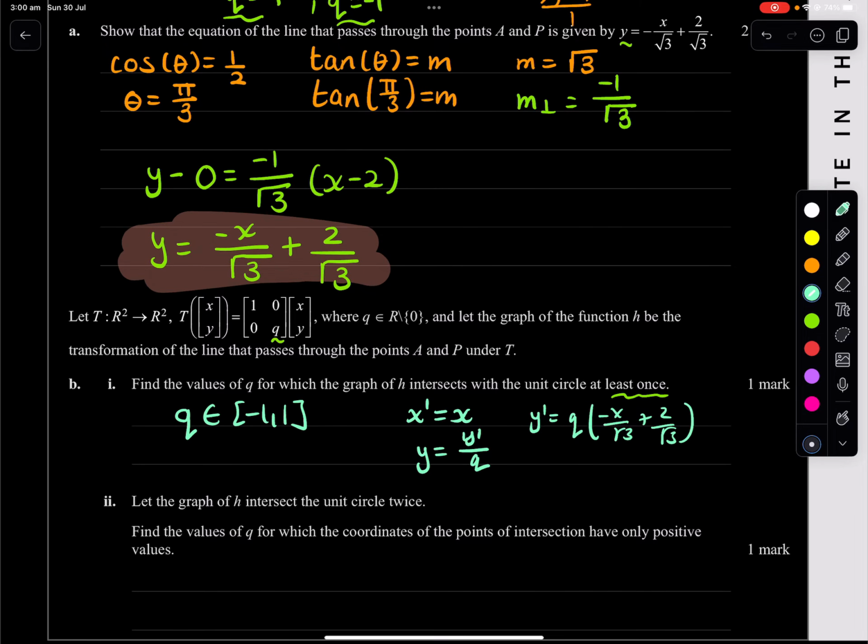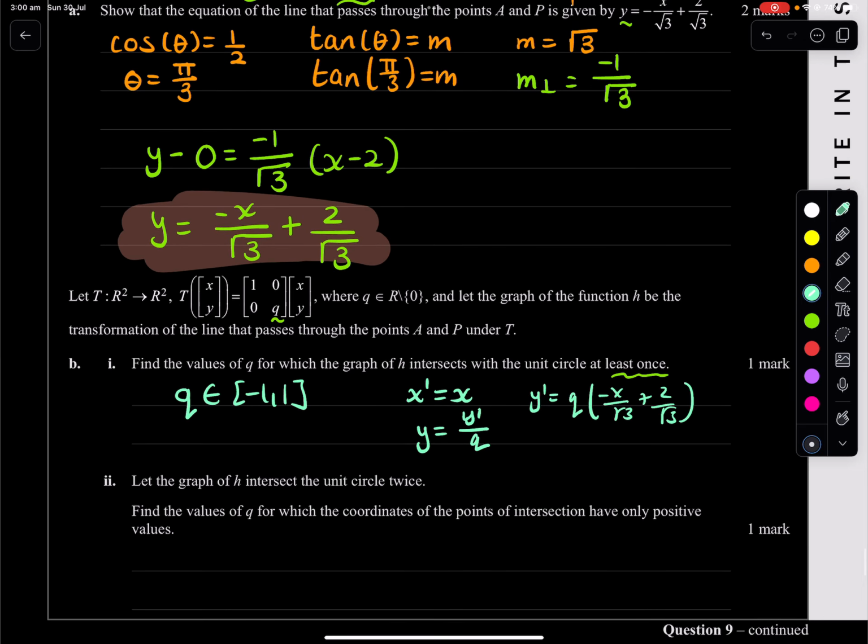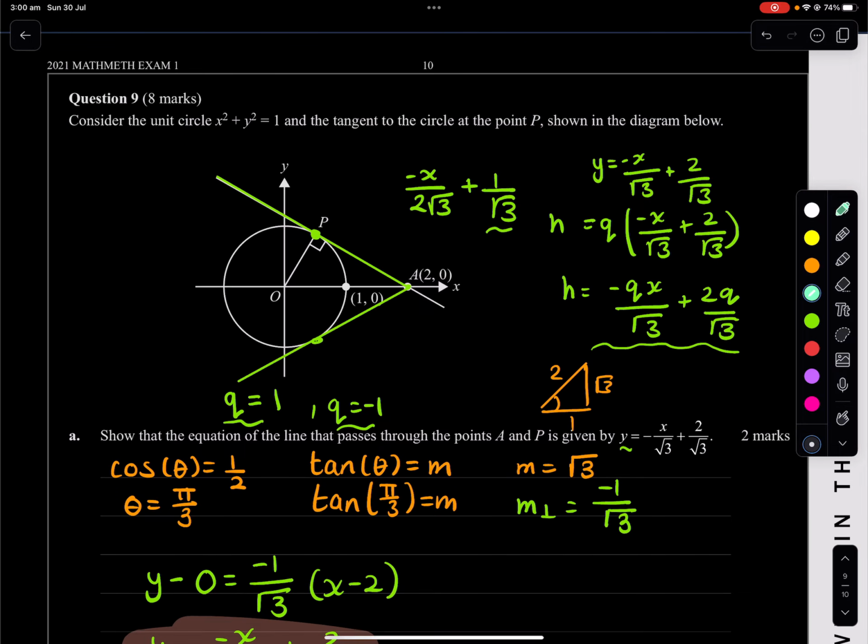And if q is actually equal to 0, what does that mean? It means that your y equals 0. If y equals 0, what happens? We still touch at these 2 points. Am I doing something wrong here?